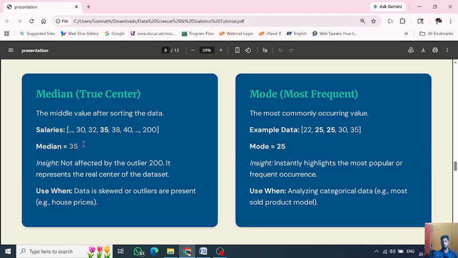It's like average kind of data. Median is the true thing, and mode returns the common thing, which is the common salary among employees. Okay, understood? So that is what a mode, median, and mean are.